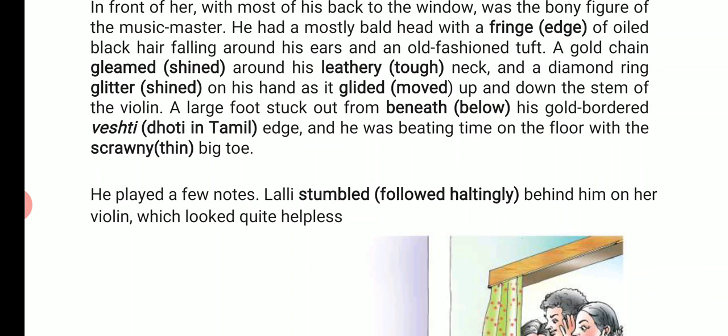Then a large foot stuck out from beneath, in a gold-bordered vesti. A vesti is a dhoti used in Tamil, because it's a Tamil story. So what happened? A large foot stuck out from beneath the pillow, from his gold-bordered vesti, the dhoti edge, and he was beating time on the floor with his crowny big toe.